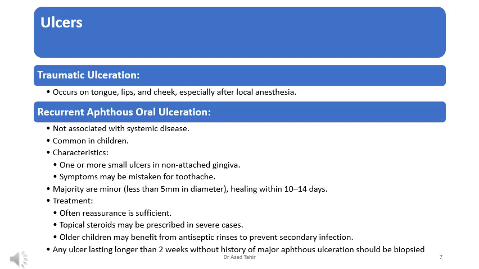Treatment: often reassurance is sufficient. Topical steroids may be prescribed in severe cases. Children may benefit from antiseptic rinses to prevent secondary infection. Any ulcer lasting longer than 2 weeks without a history of major aphthous ulceration should be biopsied.